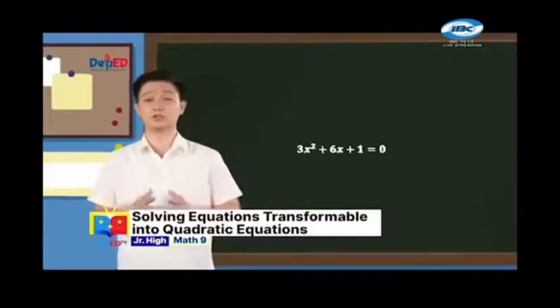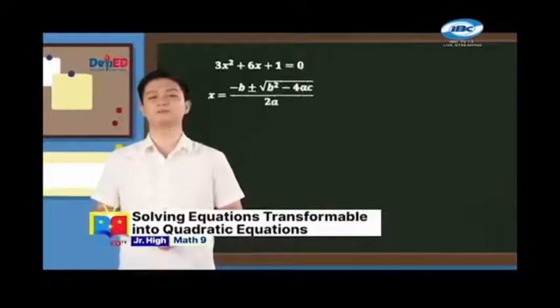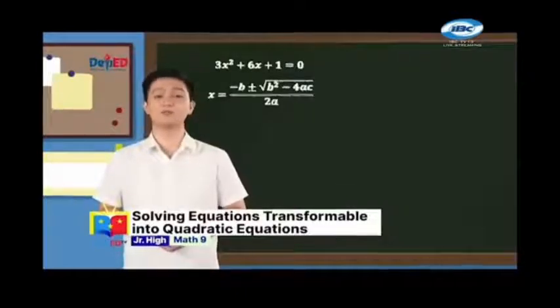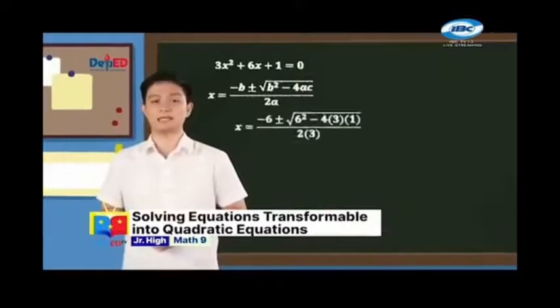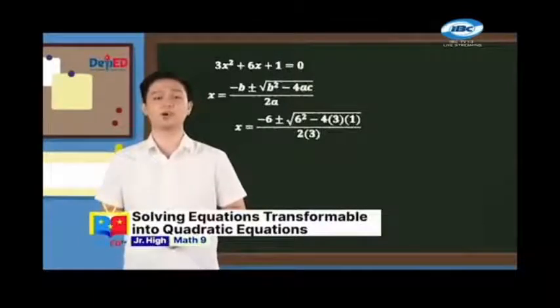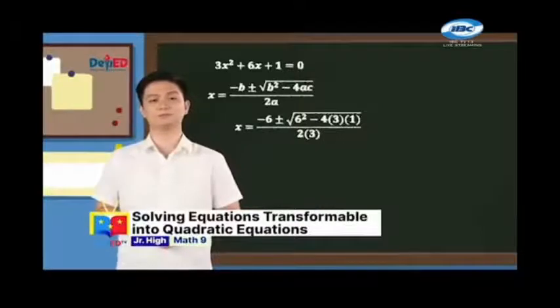What method should we use to solve the equation? Let's use the quadratic formula. In the equation, a is equal to 3, b is equal to 6, and c is equal to 1. x equals the negative of 6 plus or minus the square root of the expression 6 squared minus 4 times 3 times 1 all over 2 times 3.